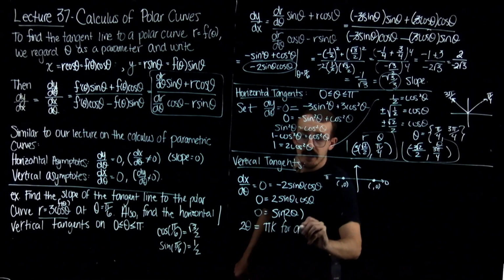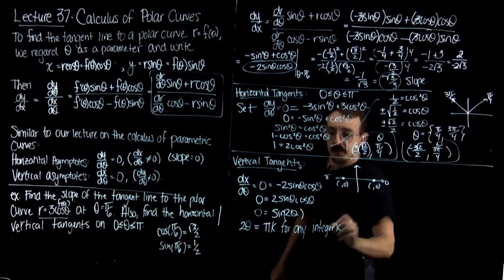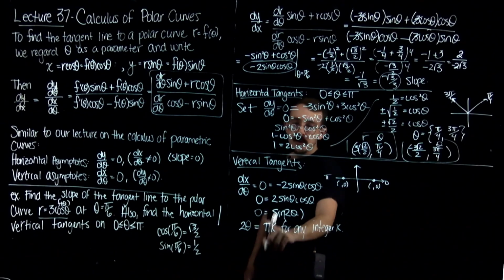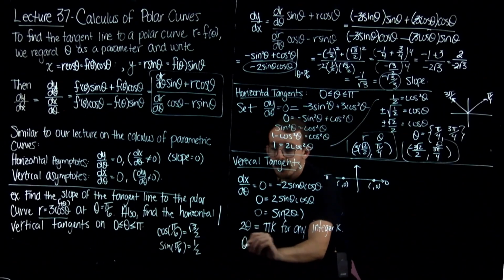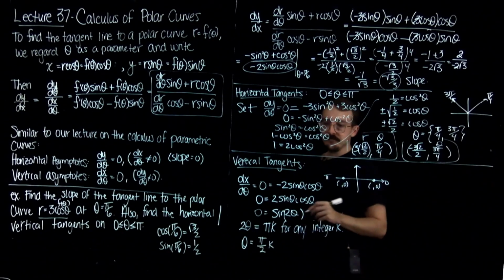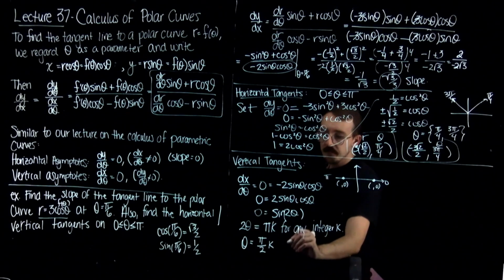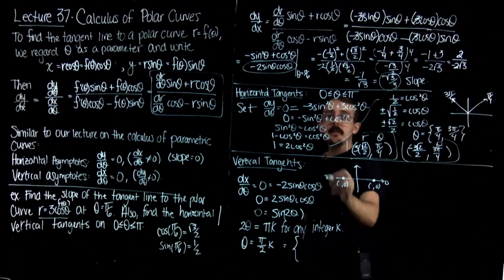For any integer k. So if I plug in -2, -1, 0, 1 for this k value here, I'm going to get all the solutions to this. So then that means theta is pi over 2 k. Well, what I need to do is grab just the relevant ones from this interval right here. I need theta to be between 0 and pi.